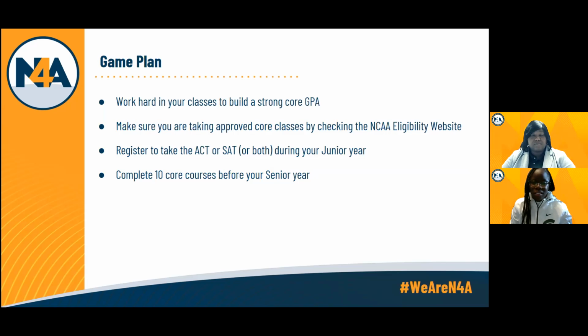Absolutely. So once you have identified your core courses, the next thing that you need to do is identify a game plan. And the game plan is just your roadmap for success. So the first thing that you always need to do is work hard in your classes to build a strong core GPA. You want to make sure that you're taking the approved core courses by checking that NCAA eligibility website.